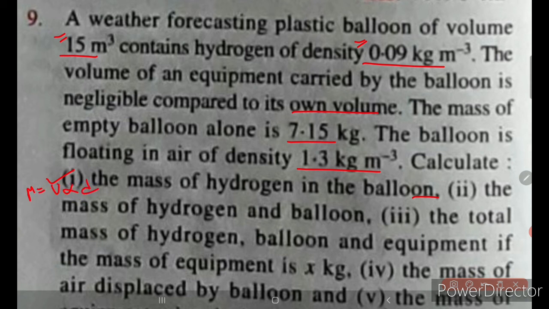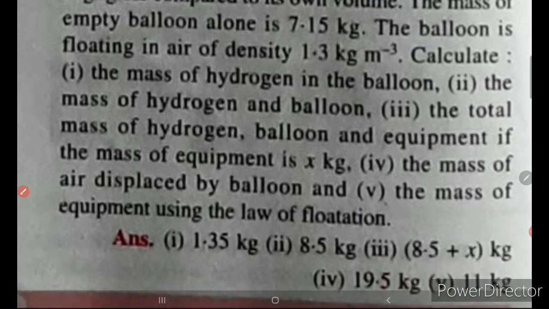Number 2, the mass of hydrogen and balloon. From here we know the mass of hydrogen plus the mass of balloon is 7.15 kg. So we can add them and get the mass of hydrogen and balloon. Number 3, the total mass of hydrogen, balloon and equipment. The mass of equipment is not given. It is assumed to be x kg, so it will be this plus whatever mass we have calculated here plus x, right? And number 4, the mass of air displaced by balloon.